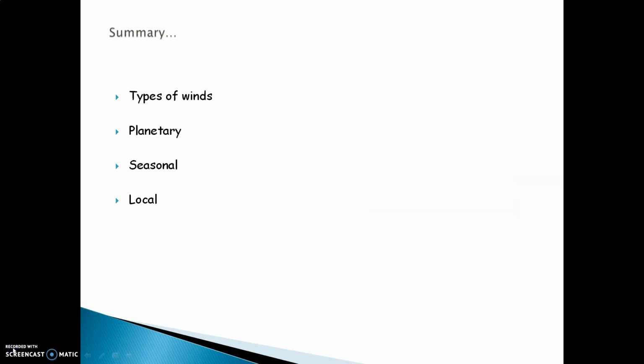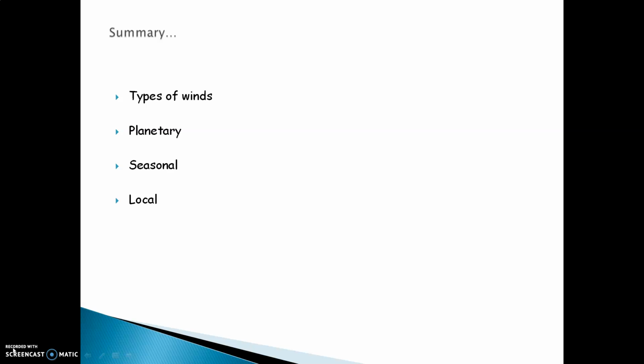Let's summarize what we have learned. Types of winds. There are three main types of winds: planetary winds, seasonal winds and local winds. Planetary winds are the winds that blow regularly on the earth from various directions. Winds that blow from the polar regions towards the equator are cold. Similarly, all the winds that blow from the equator towards the polar areas are warm. These are cold winds and warm winds, like cold and warm ocean currents.